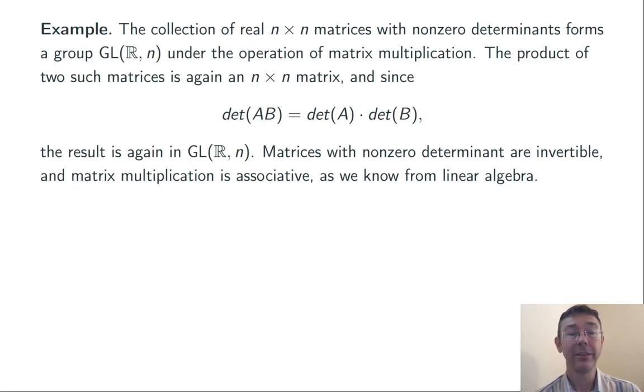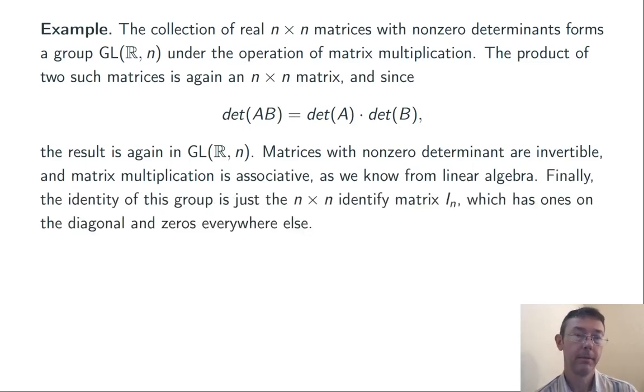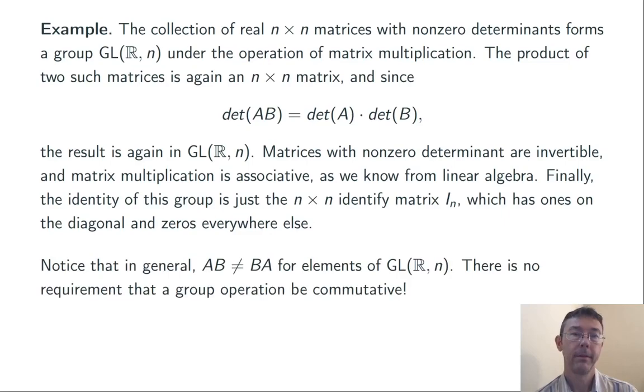Matrix multiplication is associative, and matrices with non-zero determinants are invertible, things that we know from linear algebra. There is an identity element, just the n by n identity matrix, that has ones on the diagonal and zeros everywhere else. One thing to notice here: if you have two n by n matrices, when you're doing the product, order almost always matters. AB in general is not equal to BA for elements of GLRN.